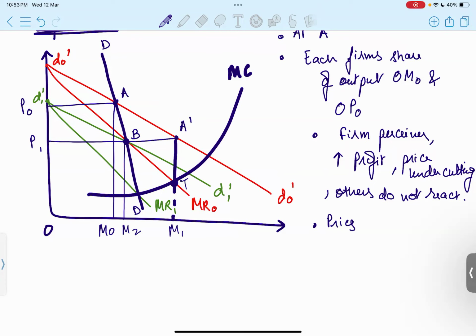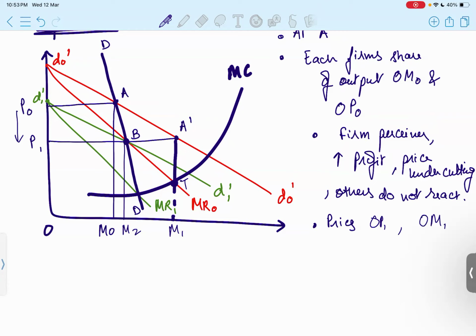Now if the price undercutting is done, undercutting means the price has to be reduced. So the price falls to this P1 level. Prices fall to OP1 level, and now, looking at the perceived demand curve, that is point A dash, you will see that output now increases to OM1.